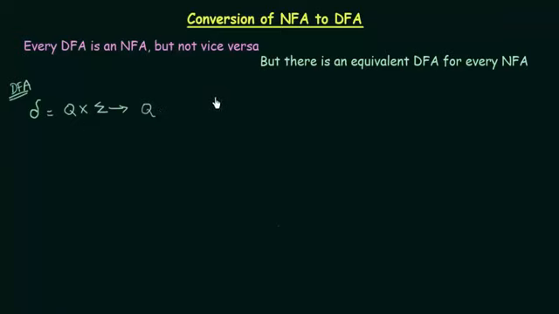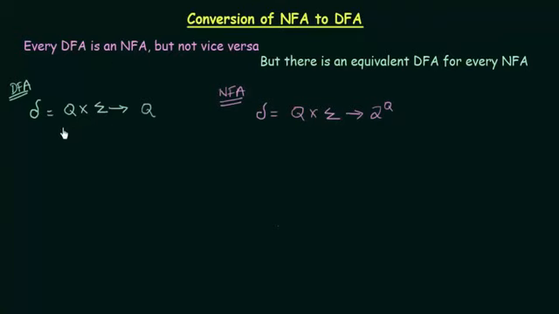And in case of NFA, what was the transition function? In case of NFA, the value for del was Q cross sigma to 2 power Q. So this was the only tuple that was different in DFA and NFA. All the other tuples were same. Now let us observe these two equations and try to figure out how can we justify this statement.